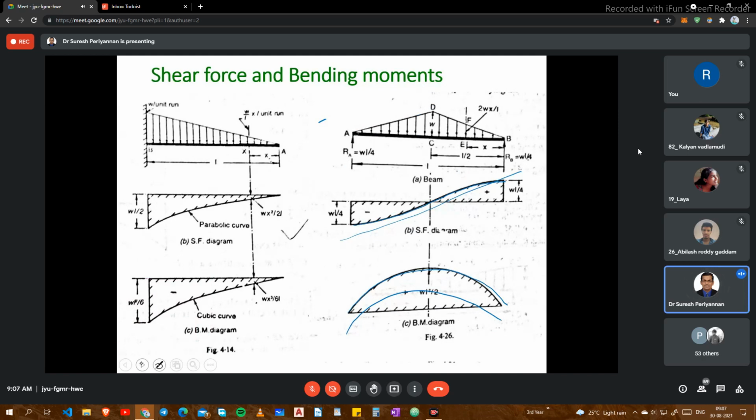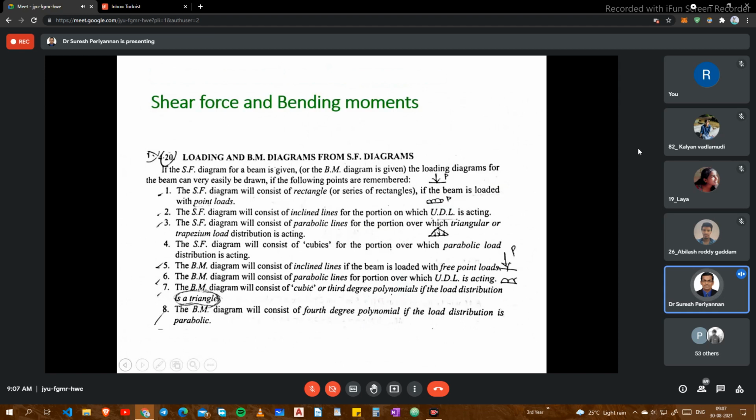Now we move to this simple conclusion. The shear force diagram will consist of a rectangle when a point load is applied on a cantilever beam. But the shear force diagram will consist of inclined lines when there is a UDL, a uniformly distributed load, on the cantilever beam. The shear force diagram will consist of parabolic lines when the beam has a triangular load or trapezium load. Whatever we discussed, I kept it here, in the simple cantilever beam.